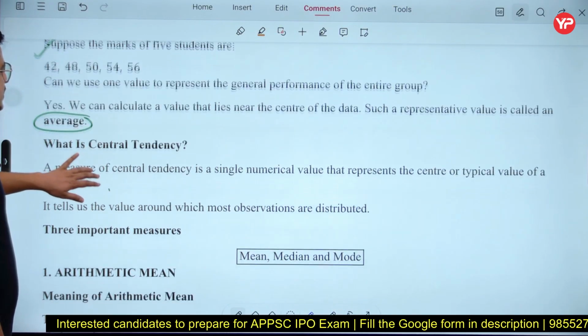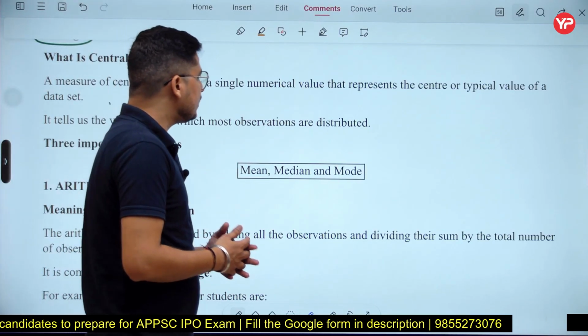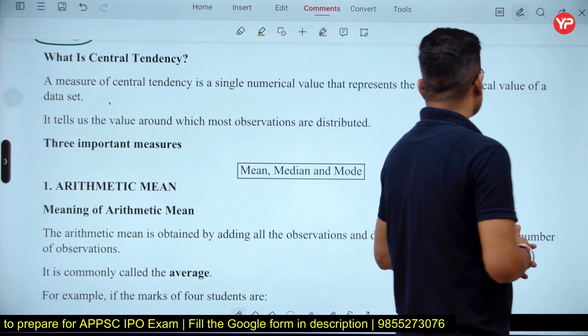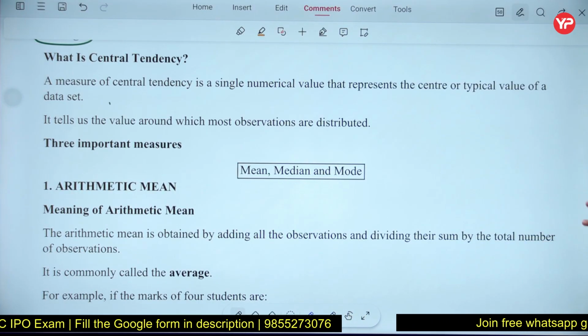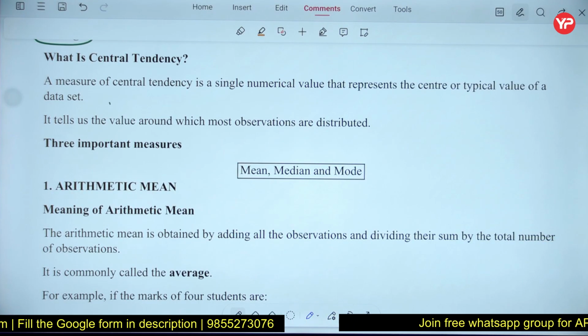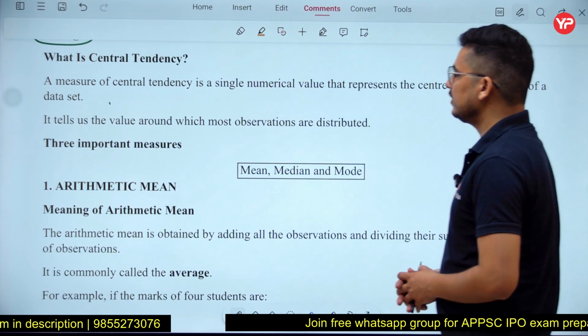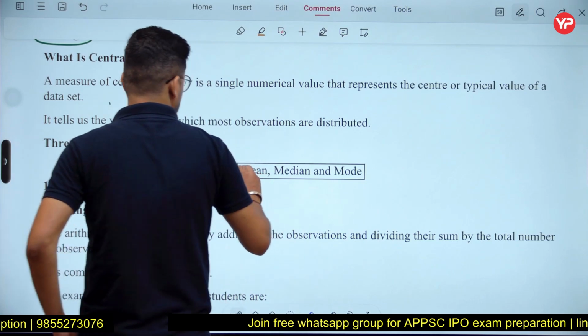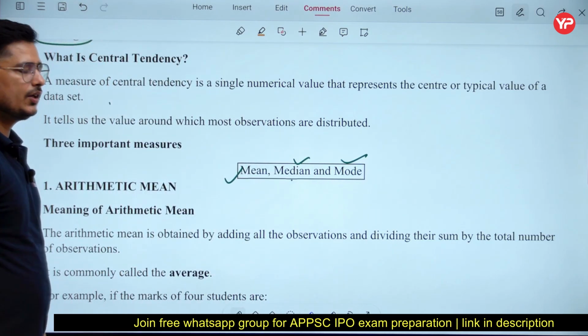Now what is central tendency? A measure of central tendency is a single numerical value that represents the center or a typical value of a data set, right? This is a typical value of this complete data set. So the three important measures we generally use for central tendency are mean, median and mode. These three values we are going to study here.